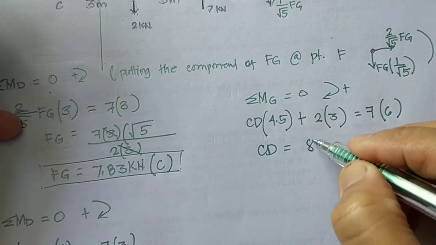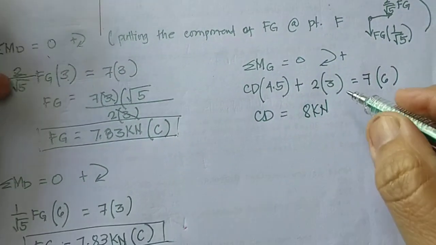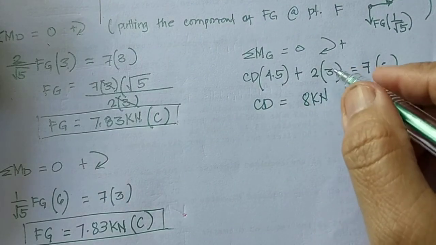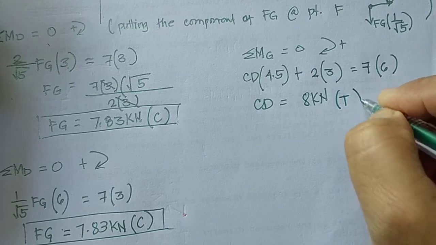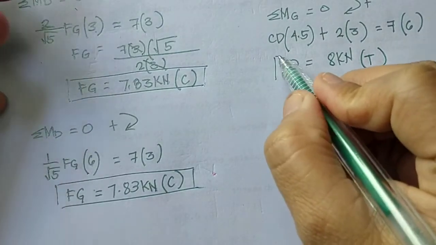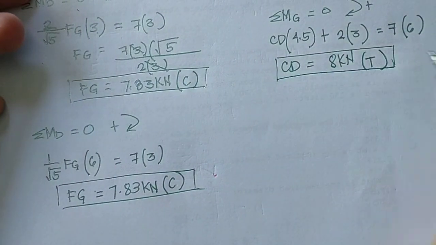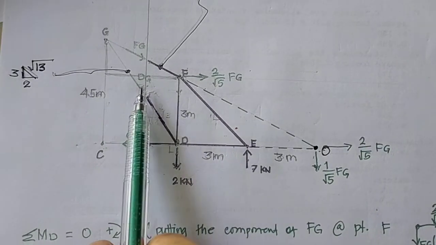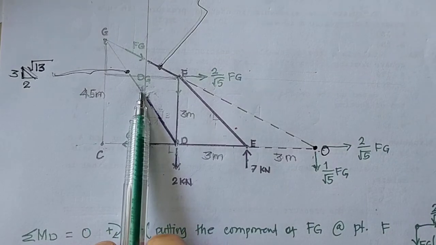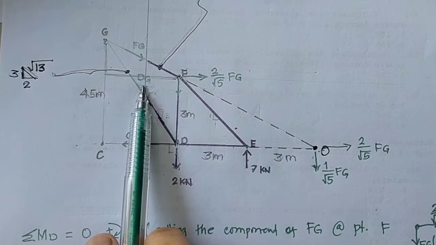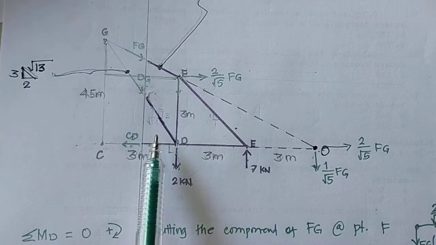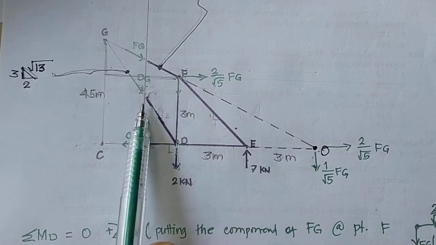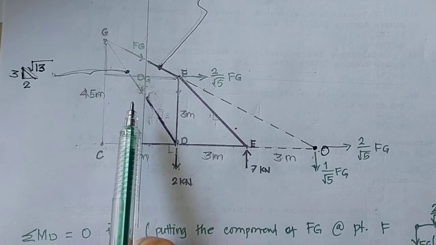This is 8 kilonewton. So I have a positive result, this is tension. The assumption is correct. So what we have left here is the value of DG. So through summation of vertical or horizontal forces, we can get the value of DG.